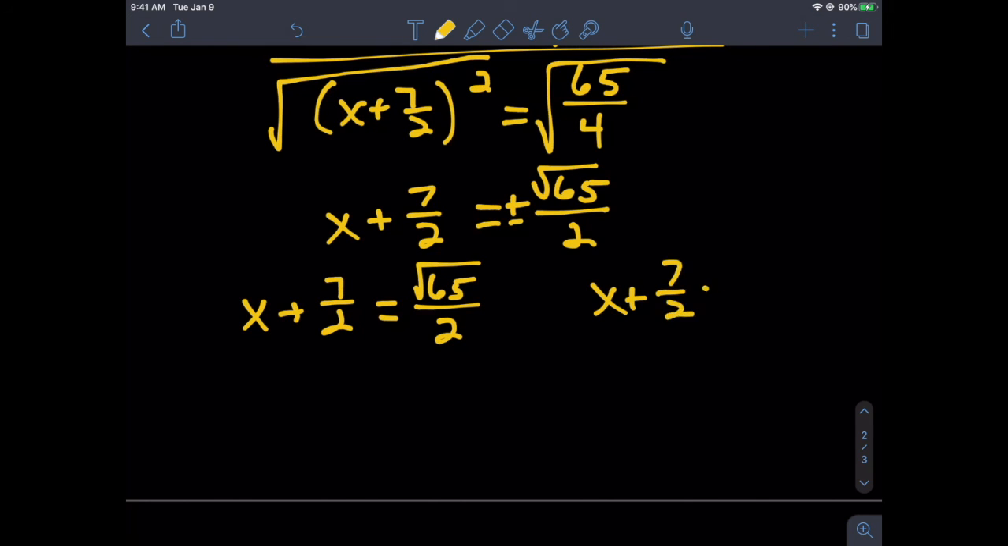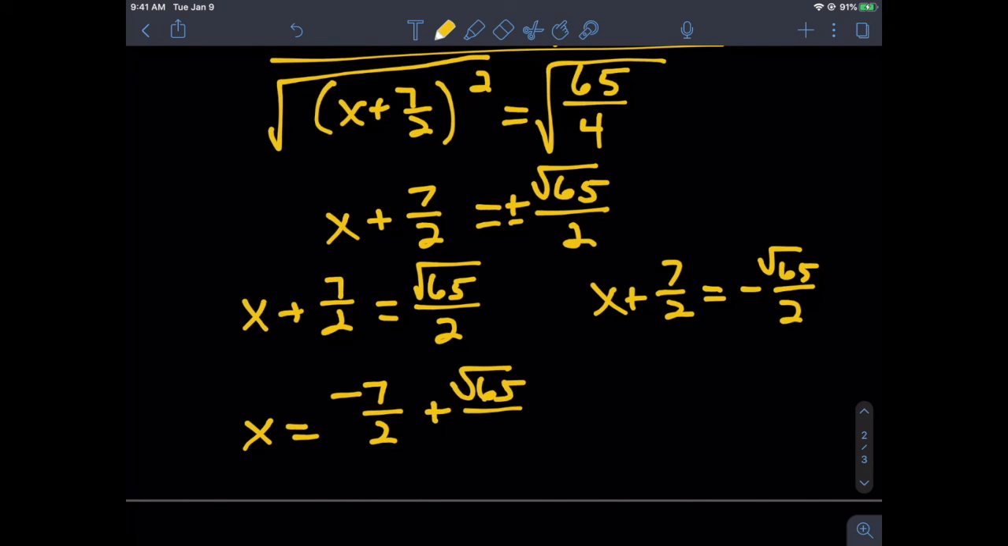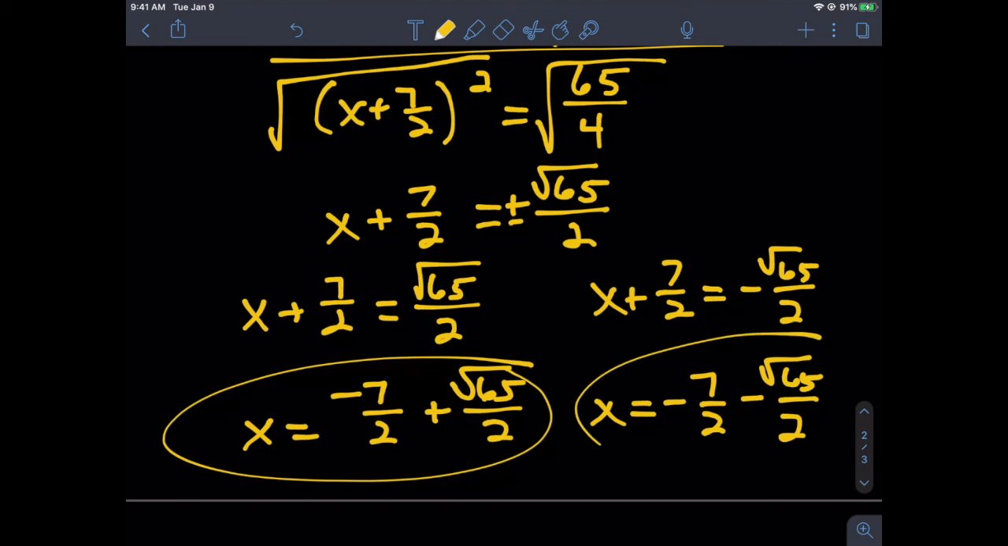We get x plus 7 over 2 equals the negative square root of 65 over 2, and then we subtract our 7 over 2 from both sides. Again, running out of room here, so I'm just going to write the answer here. Negative 7 halves plus the square root of 65 over 2. And then we get negative 7 halves minus the square root of 65 over 2. And those are our answers.